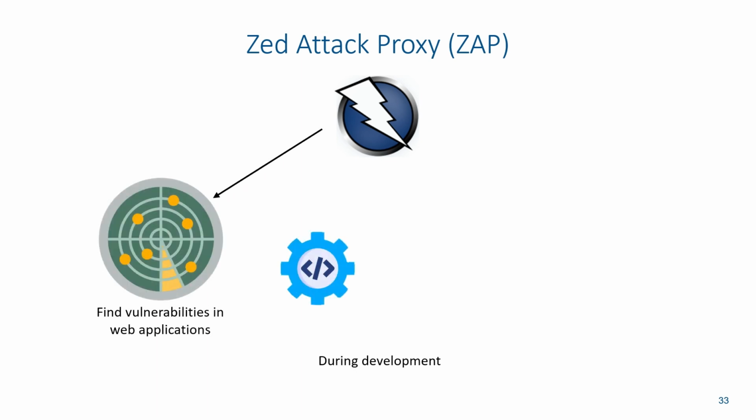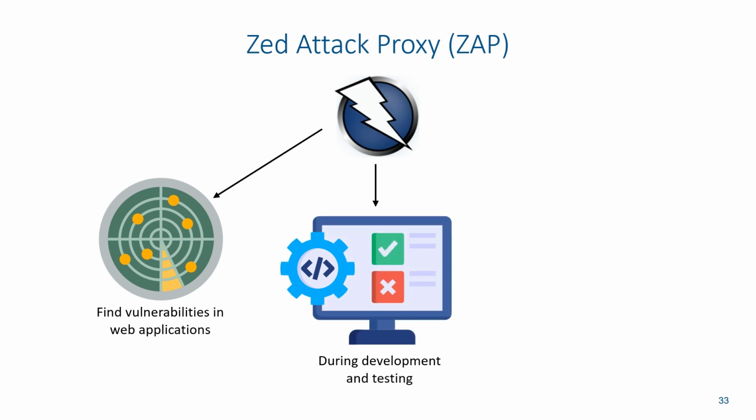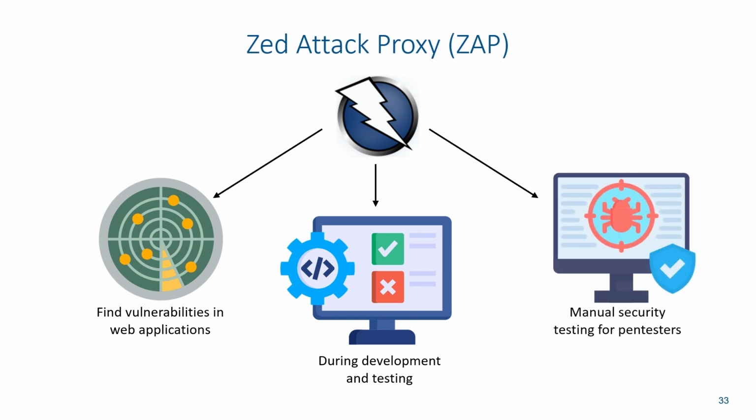It is frequently used during development as well as testing to ensure that our applications meet specific standards, that our data is protected, or that the applications are running the way that they should without granting unnecessary privileges to those who should not have access to a specific system or device. Additionally, it is used for manual security testing by pen testers so that they can test their software to make sure that there are no vulnerabilities currently with it.